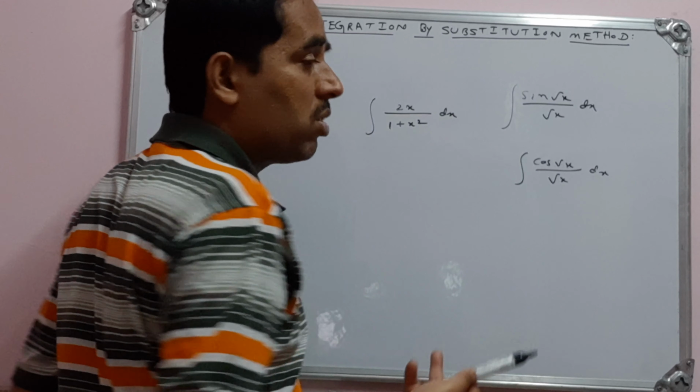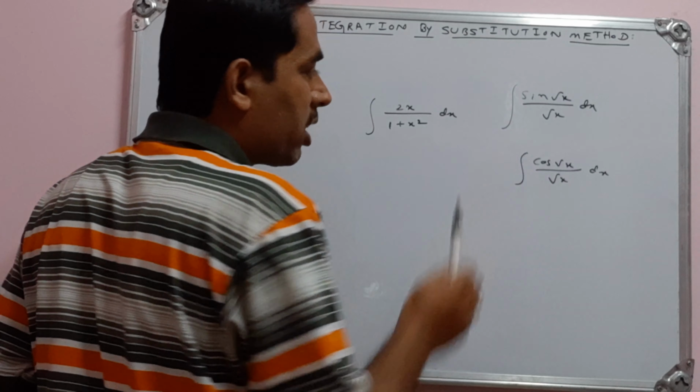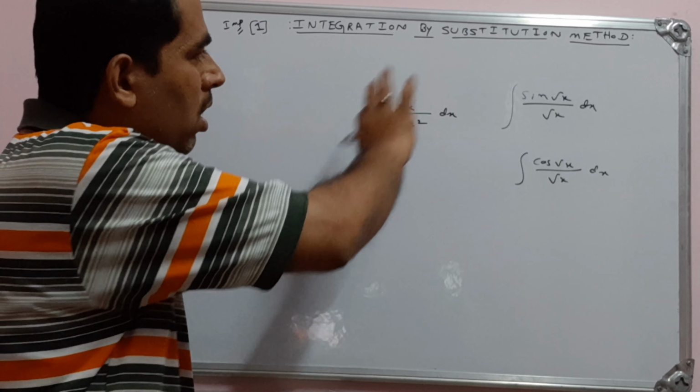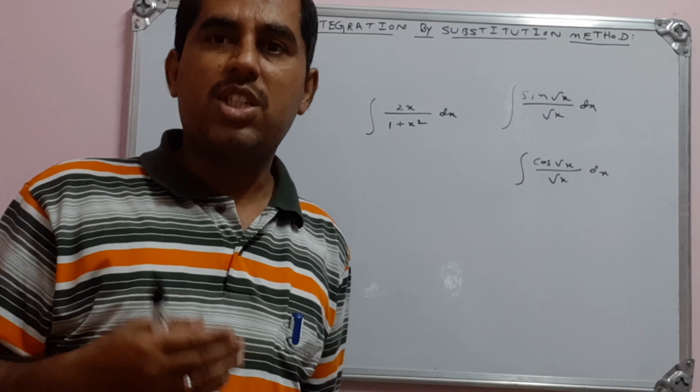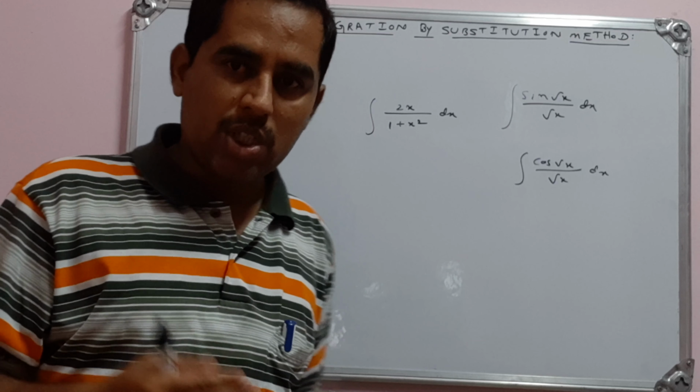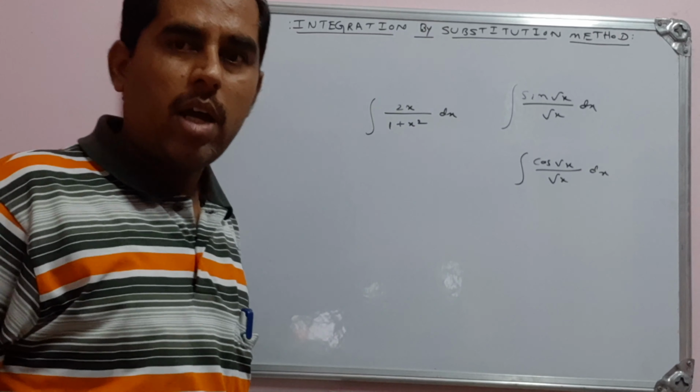Sin root x by root x, we cannot integrate it by using any formula. Cos root x by root x. So we have so many kinds of functions which don't have direct formulas. To integrate such functions we need additional techniques. One of the techniques or methods is the substitution method. If it is possible to reduce such functions to some standard forms, we can directly write the answer in one or two steps. So let us list those standard forms, and afterwards we can go for the method.